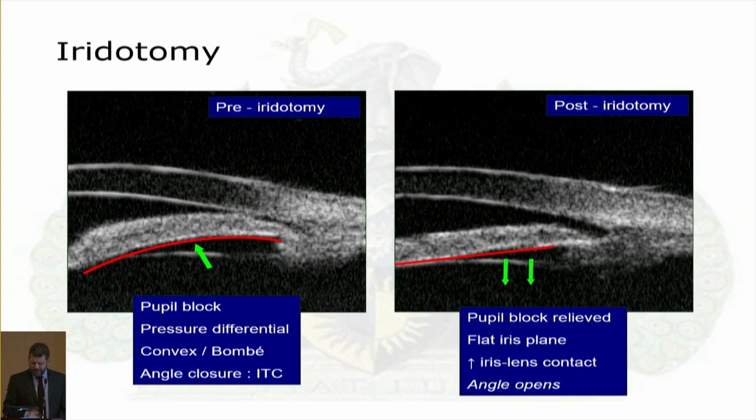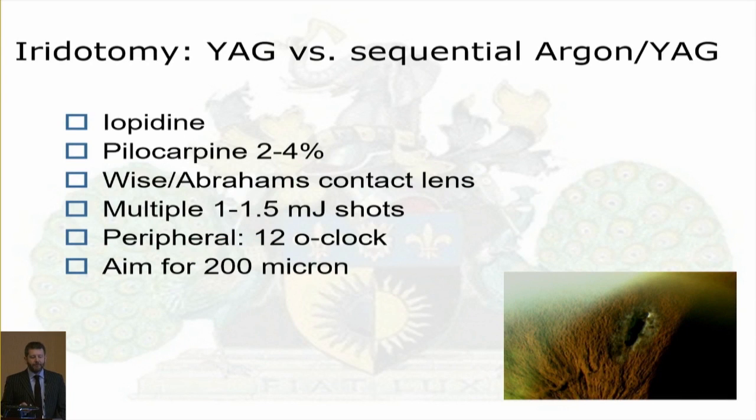What are we doing with an iridotomy? Well, we're obviously reversing pupil block, removing the pressure differential across the iris, and hopefully opening up the angle in a proportion of cases. The angle opens. We're doing that with either a pure YAG, which is probably the majority of your patients with fair eyes, blue eyes, Northern European and Russian patients.